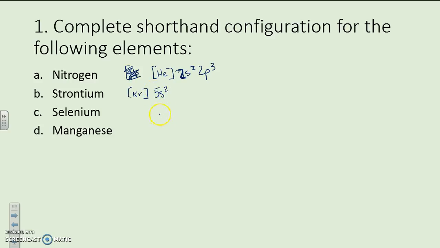For selenium, you would go up and over, so you would have Ar in brackets. And to get to selenium, we would fill in with 4s2, 3d10, and then 4p4. All right, and then the last one we have manganese. Up and over we have Ar in brackets, 4s2, 3d, 1, 2, 3, 4, 5, 3d5. All right, so far so good.